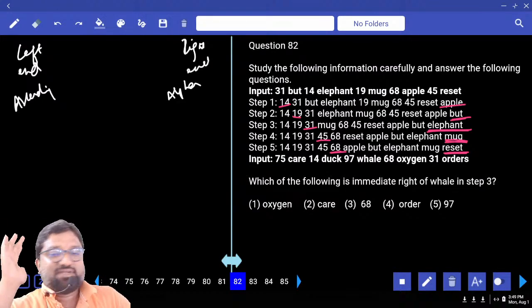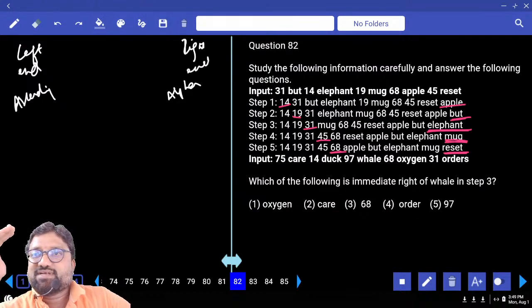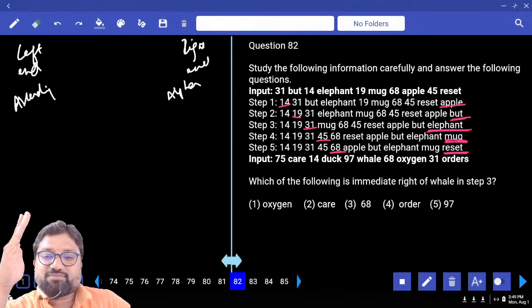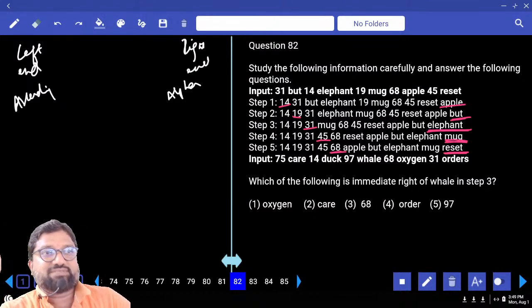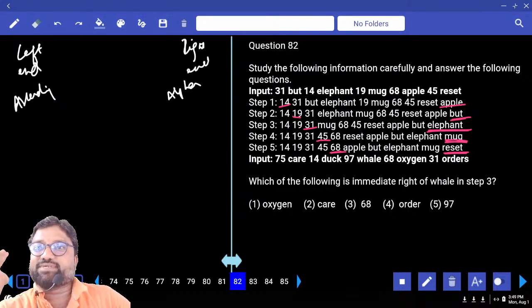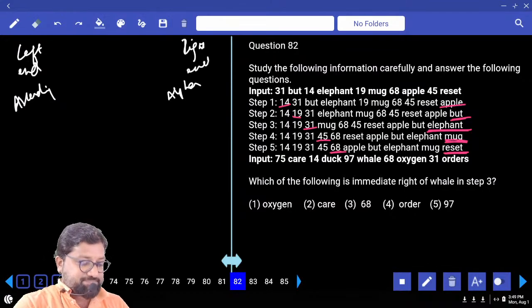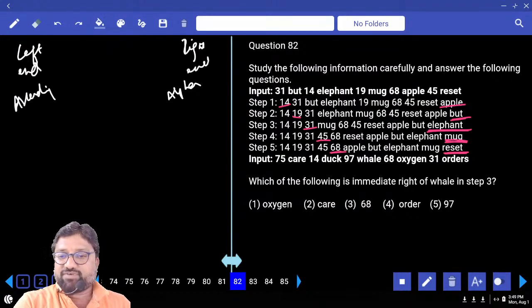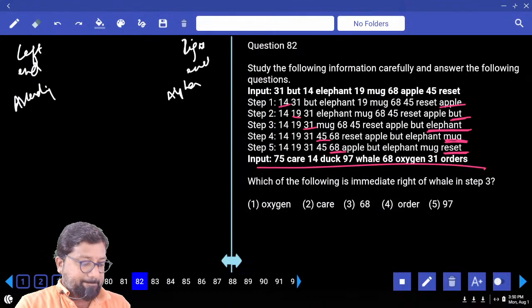Understood everyone? In the first step, what did he shift? 14. When shifting 19, what did he do? He brought it next to 14. Again when he had to shift 31, what did he do? He placed it next to 19. Understood? So you will always follow the same for this. You will get the answer.